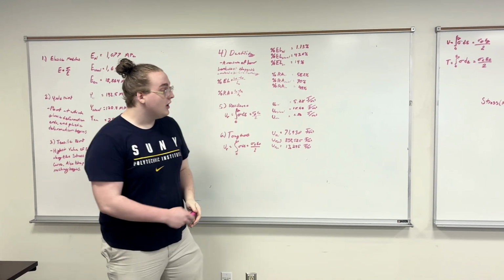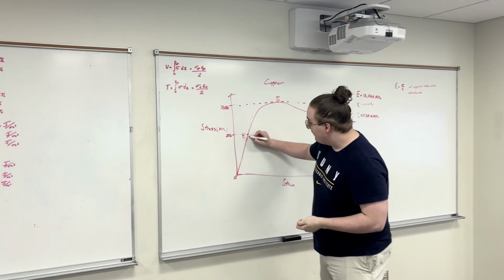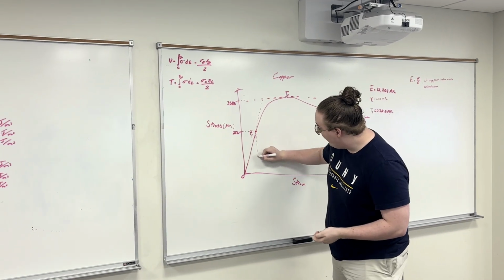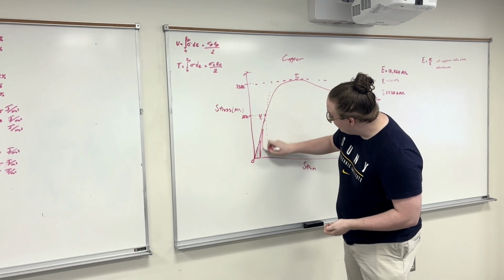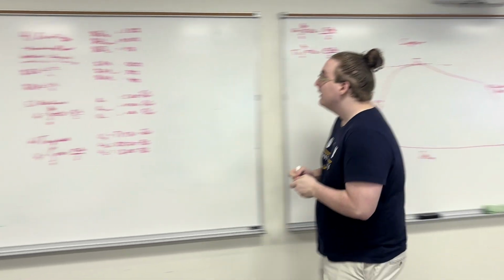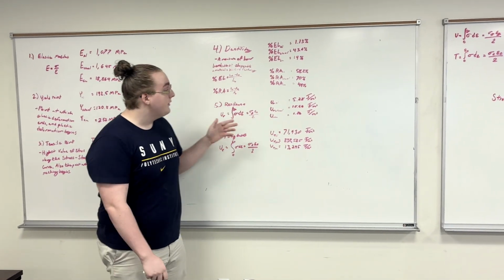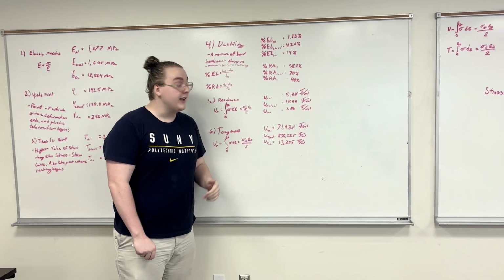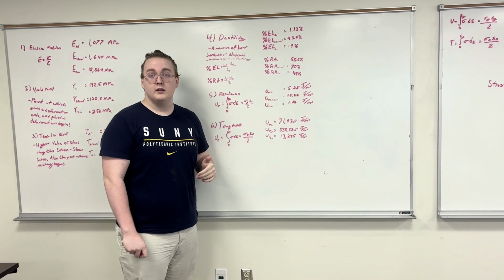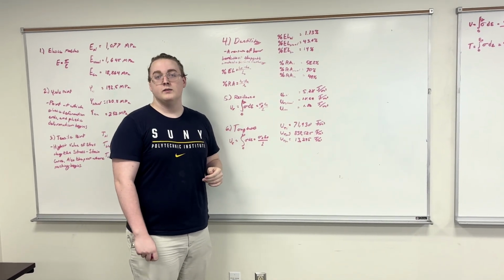So over here, I'm going to show you that the resilience is the area under the curve from here to here. Basically, this entire area. The resilience of our aluminum was equal to 5.28 joules per cubic meter. The resilience of our steel was 18.66 joules per cubic meter. And the resilience of our copper was 1.86 joules per cubic meter.